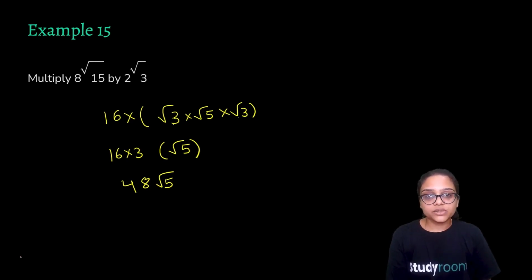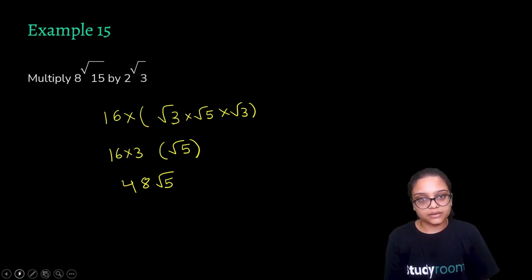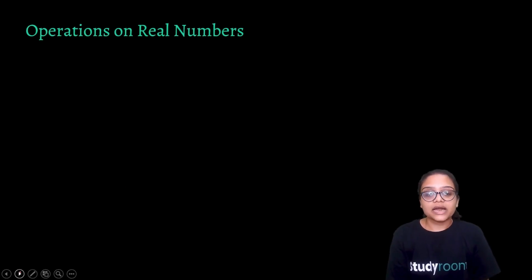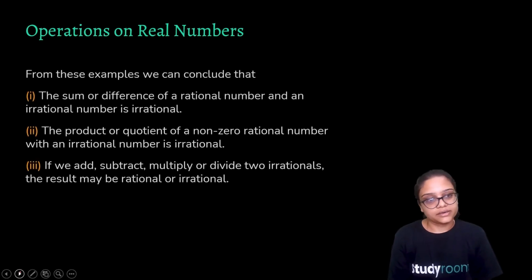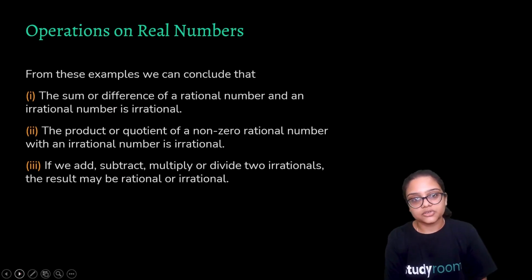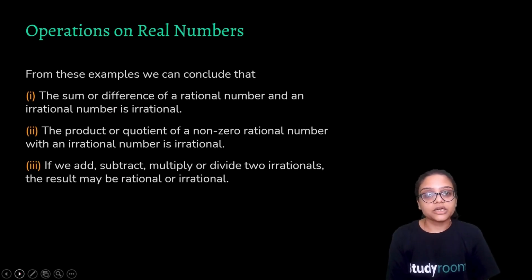So basically it's simple multiplication, except that we can't operate rational with irrational. The sum and difference of a rational number and an irrational number are irrational. The product and quotient of a non-zero rational number with an irrational number is irrational. And if we add, subtract, multiply or divide two irrationals, the result may be rational or irrational. That is the point I have told you.